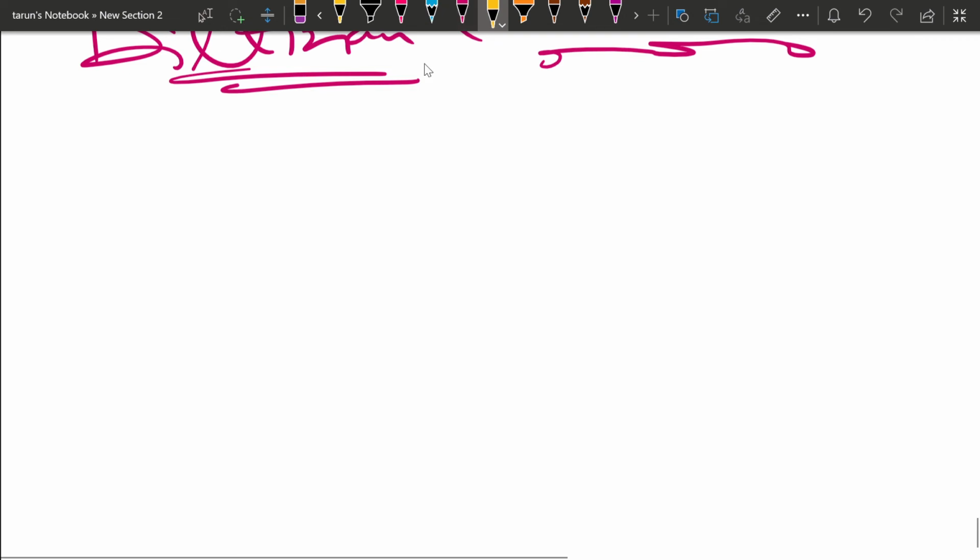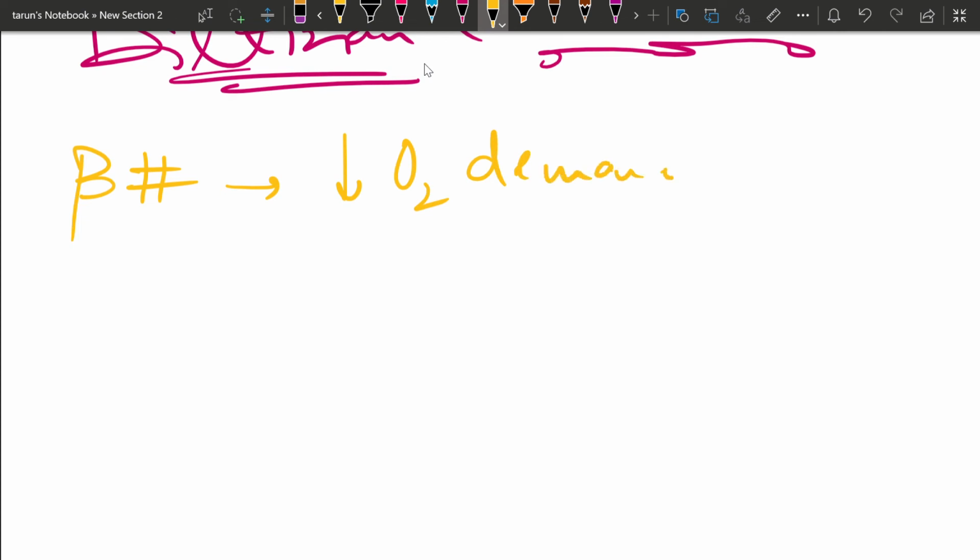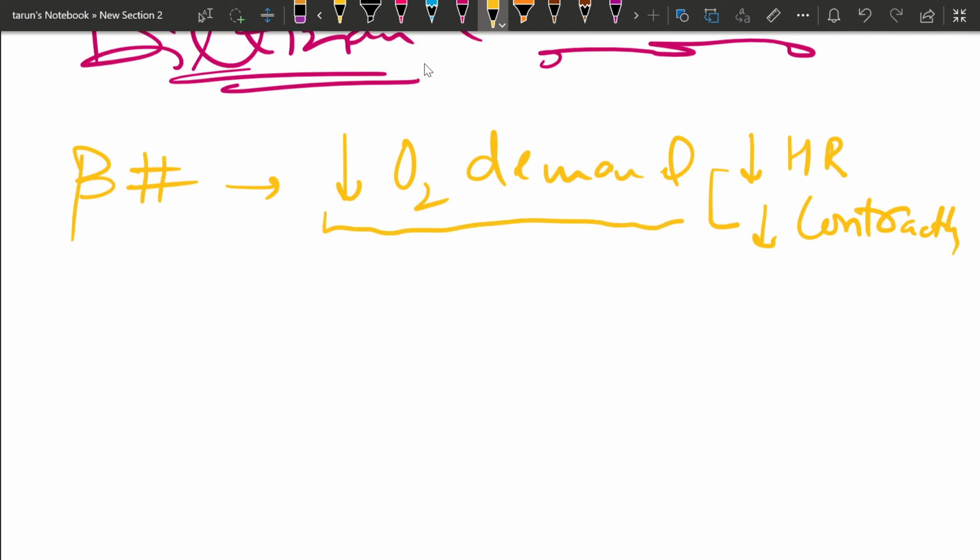Okay, then I would like to highlight here the beta blockers which we were using, that is propranolol, atenolol and bisoprolol. What they do is, beta blockers will reduce the myocardial oxygen demand by reducing the heart rate and contractility. The beta blockers will reduce the heart rate, they will reduce the contractility of the heart, and in this way they will reduce the myocardial oxygen demand.